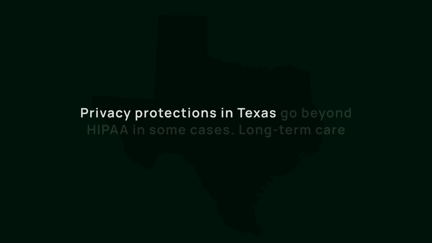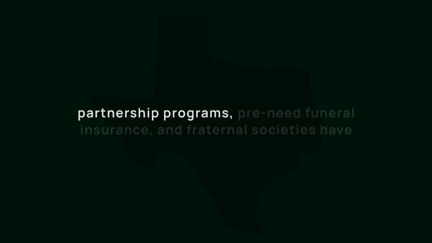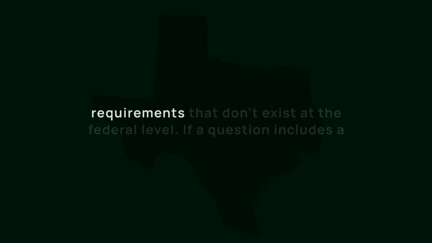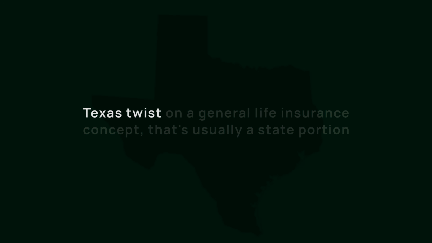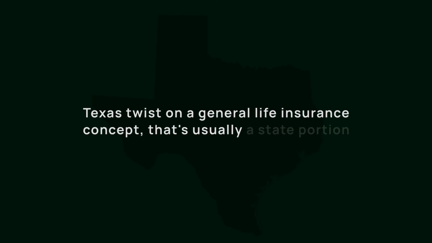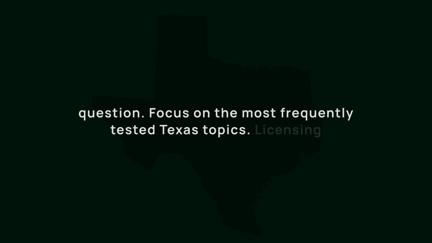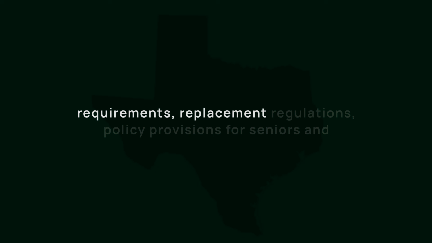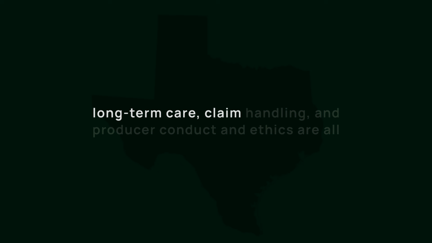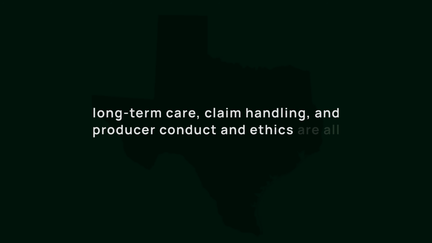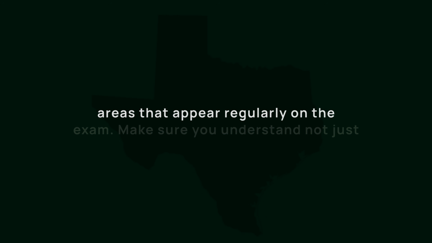Privacy protections in Texas go beyond HIPAA in some cases. Long-term care partnership programs, pre-need funeral insurance, and fraternal societies have requirements that don't exist at the federal level. If a question includes a Texas twist on a general life insurance concept, that's usually a state portion question. Focus on the most frequently tested Texas topics: licensing requirements, replacement regulations, policy provisions for seniors and long-term care, claim handling, and producer conduct and ethics are all areas that appear regularly on the exam.